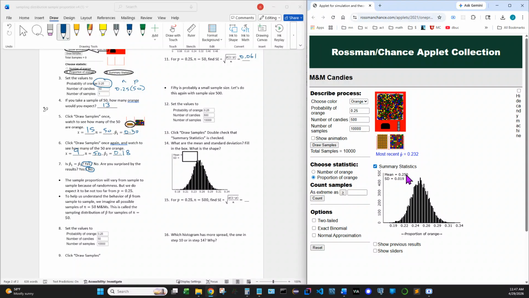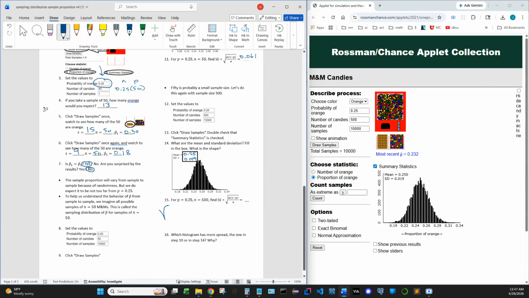So let's look at the mean. The mean is 0.25. Okay, so we go 0.25. Again, not surprising because that is the proportion of orange at the plant. Standard deviation 0.018. So we go 0.019. Does that agree with the theory?